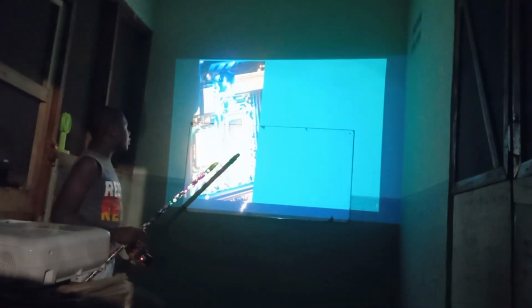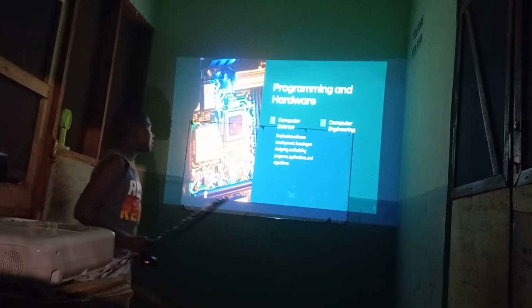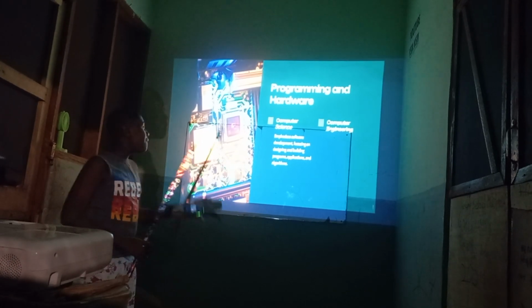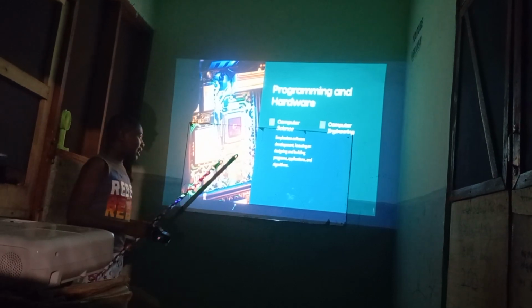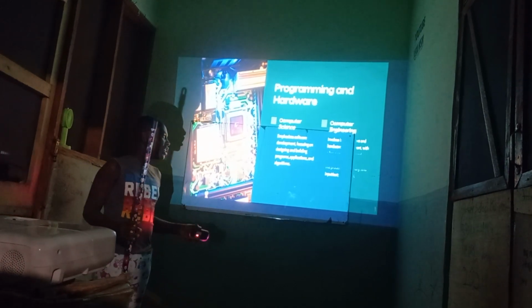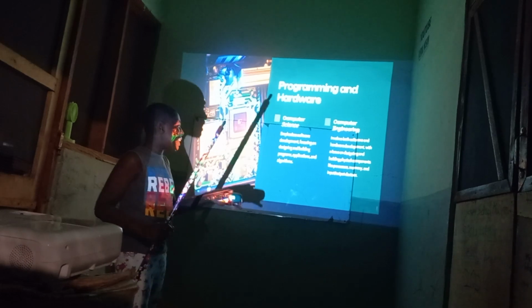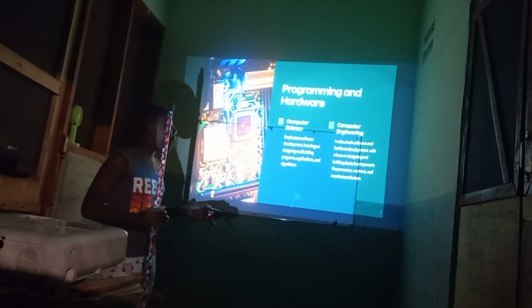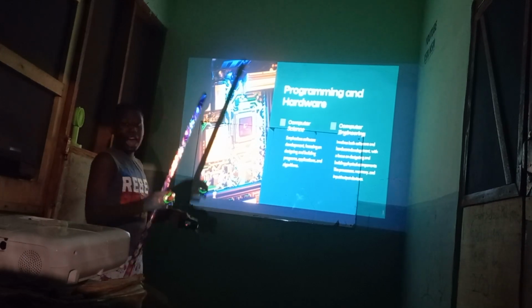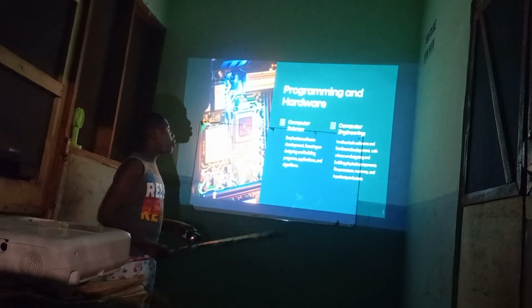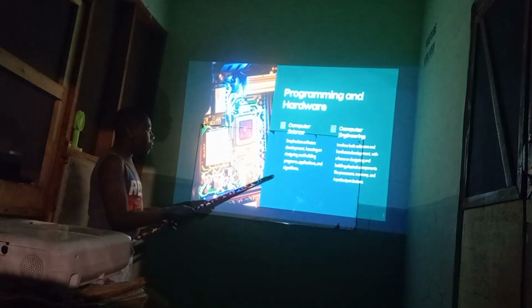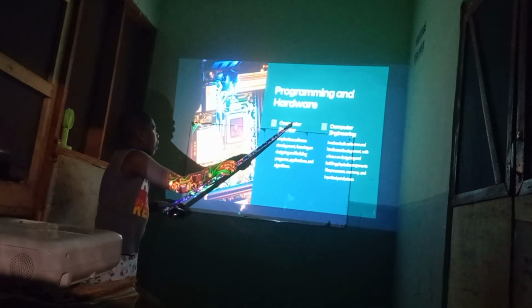So we are moving on to the programming and hardware under computer science and computer engineering. Computer science emphasizes software development, focusing on designing and building programs, applications, and algorithms. Then computer engineering involves both software and hardware development, as I said, with a focus on designing and building physical components like processors, memory, and input or output devices. So the key thing you are supposed to get out of this slide is programming and hardware.